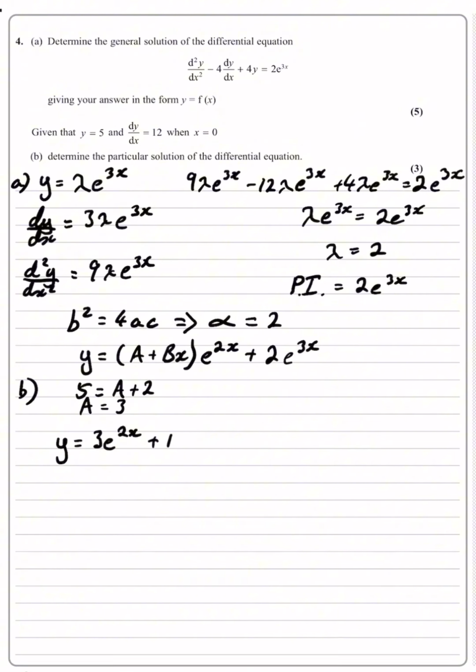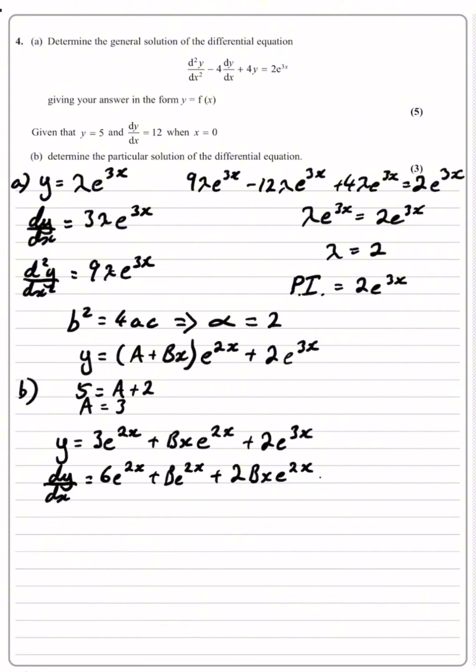Then I'll take the equation we've constructed and just quickly expand that out so we can differentiate it. I didn't need to expand it out. You could differentiate it using product rule if you prefer. Anyway, dy by dx is going to be 6e to the 2x plus b e to the 2x plus 2 lots of bx e to the 2x plus the differentiated 2e to the 3x, that's 6e to the 3x.